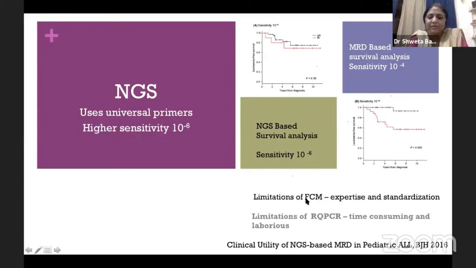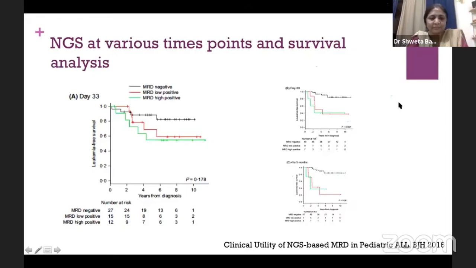So, limitations. We now know that with flow cytometry, expertise and standardization are required, and with RQ-PCR, it is time consuming and laborious. NGS is much more user friendly because it uses universal primers, and it is clinician friendly also because it has a higher sensitivity of 10 raised to power minus 6, which helps us in better identification of the patients who are at more risk of relapse, and those patients who have very less risk of relapse, the very favorable risk group.